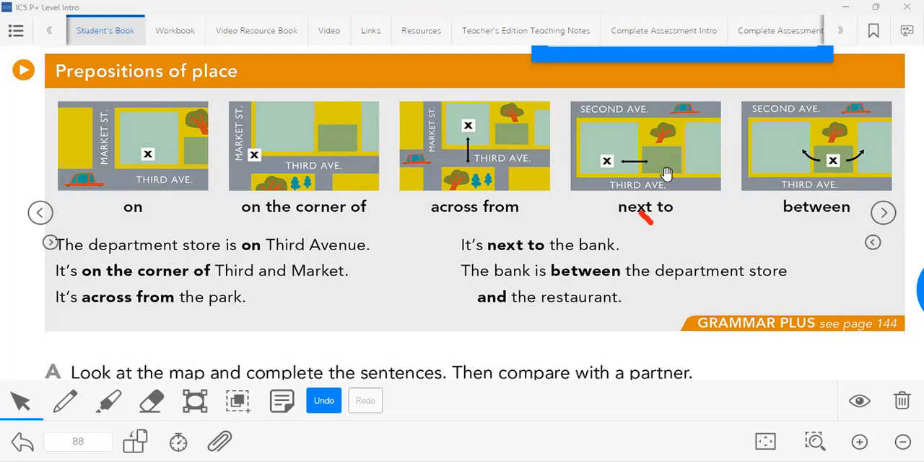Next to. Look, next to. One after the other. Okay, next to. One after the other. Here we have number 1, and here we have number 2, and here we have number 3. Okay, so this number 1 is next to number 2. Number 2 is next to number 3. Okay, because they are like this, together.